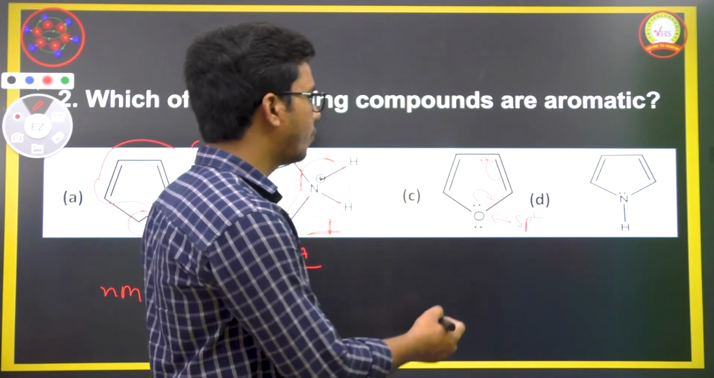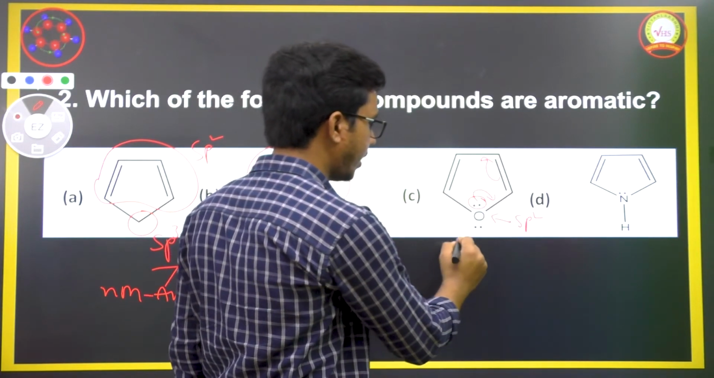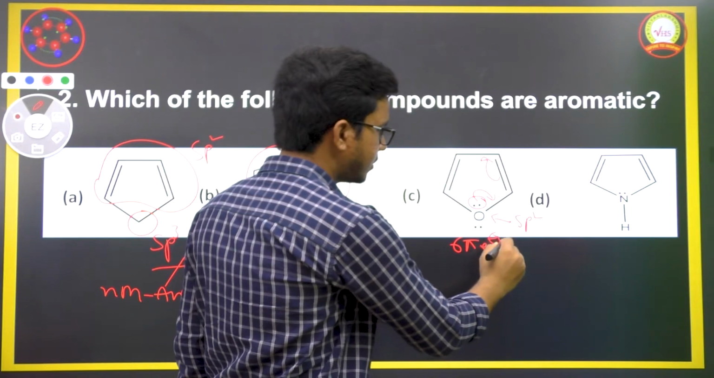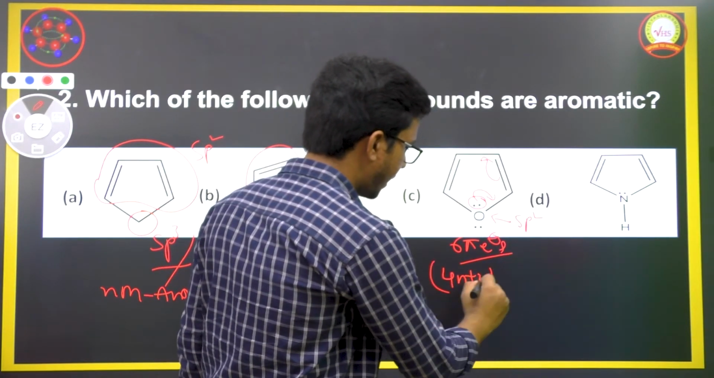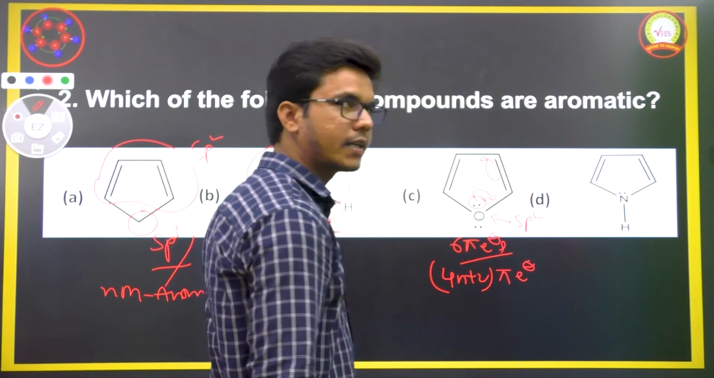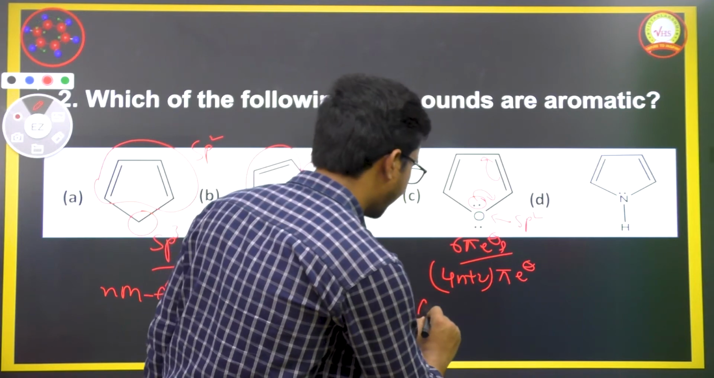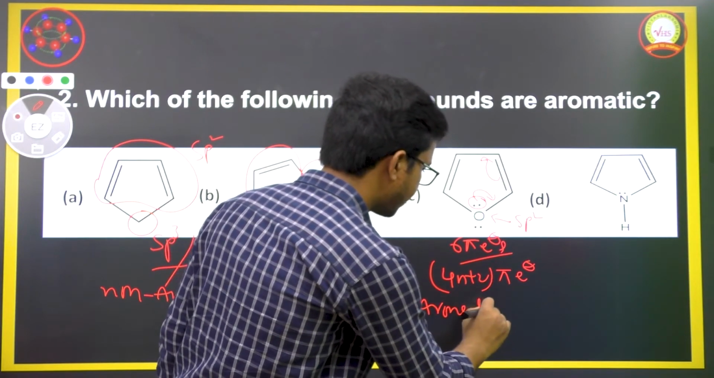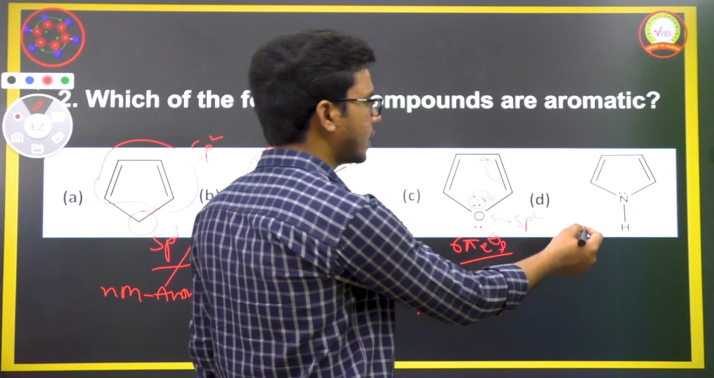Then what is the nature of this compound? We have to count the number of pi electrons in the system. 2 plus 2 plus 2 is 6 pi electrons. 6 pi electrons means what? It is obeying the 4n plus 2 pi electron system, which comes under aromatic. That's what it is, an aromatic compound.